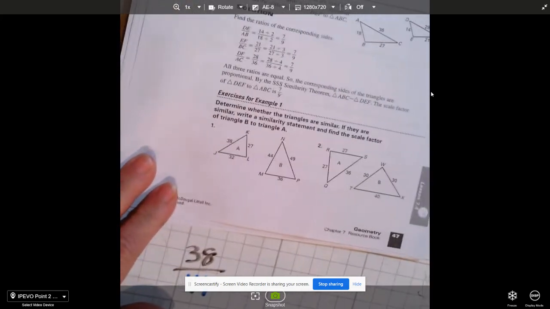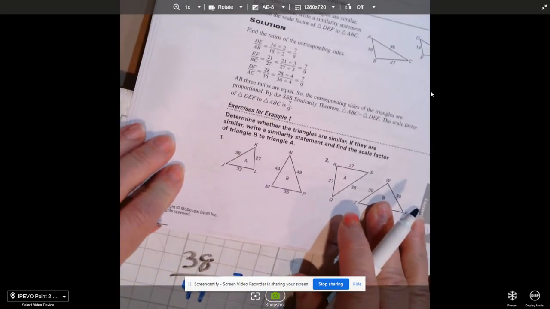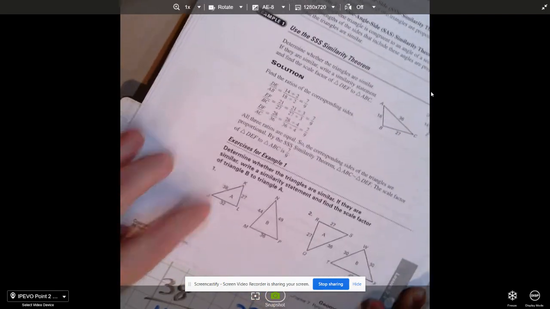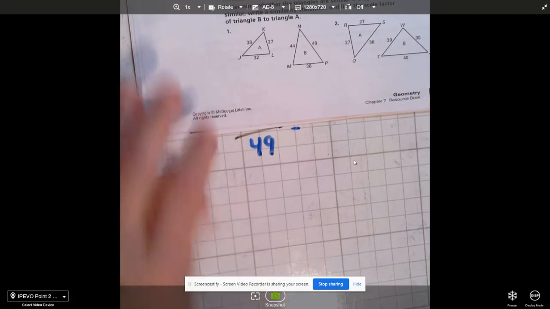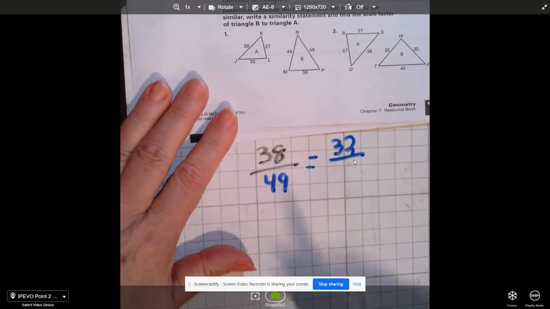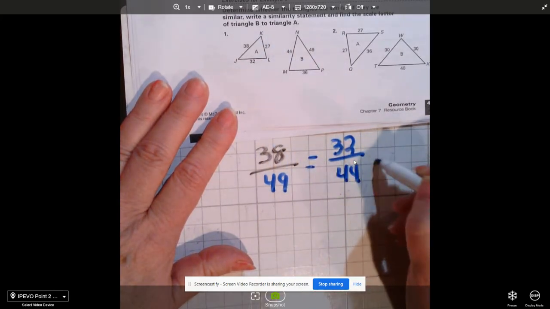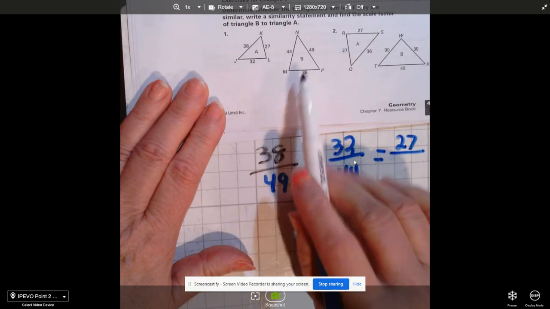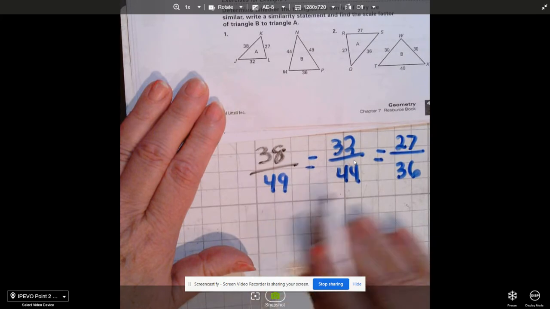Then I'm going to go to the second largest side, which in this case would be 32. And I'm going to put that over the second largest side, which in this case would be 44. And then I'm going to put the smallest side, which is 27, over the smallest side on this one, which would be 36. So now I have three ratios.